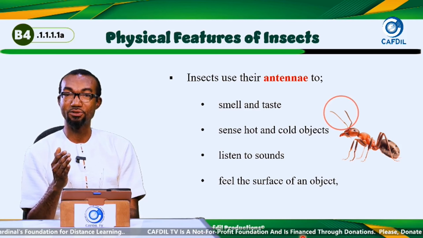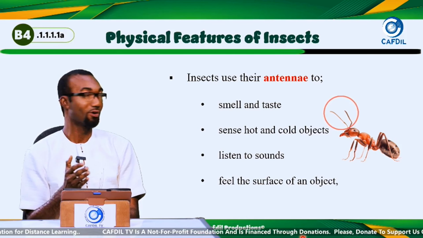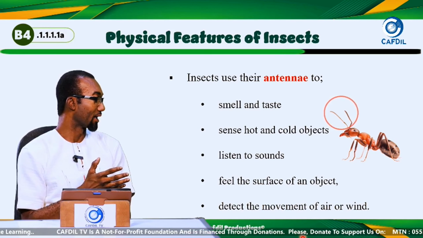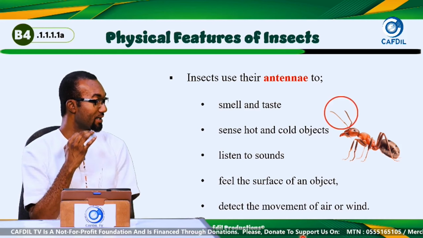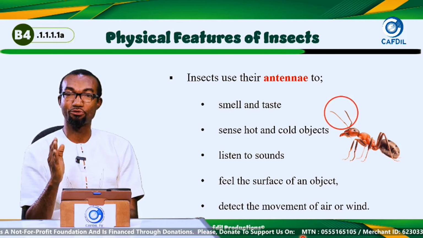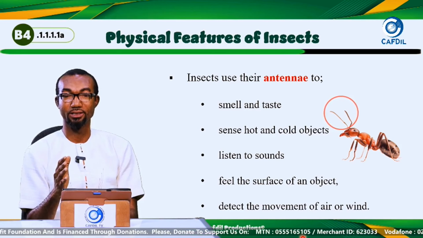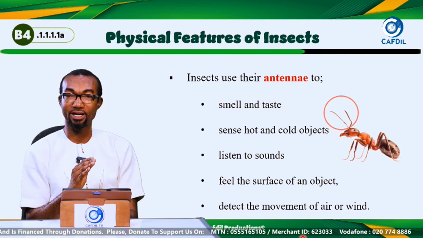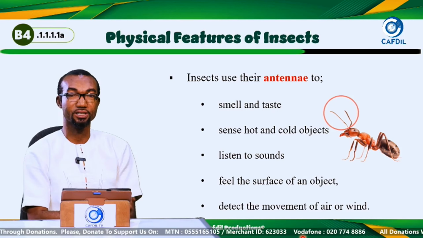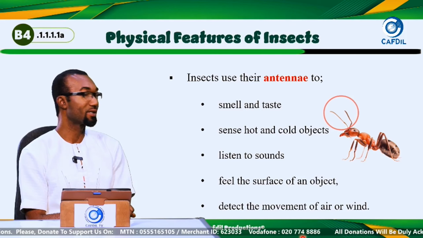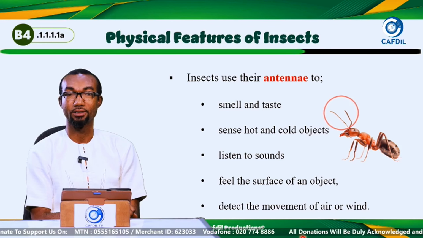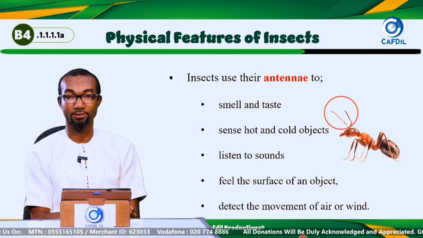They also use the antennae to feel the surface of an object, whether it is smooth or rough. And the last is that they use it to detect the movement of air or wind. So these are the uses of the antennae, which serves as a sense organ to the insects. Good.